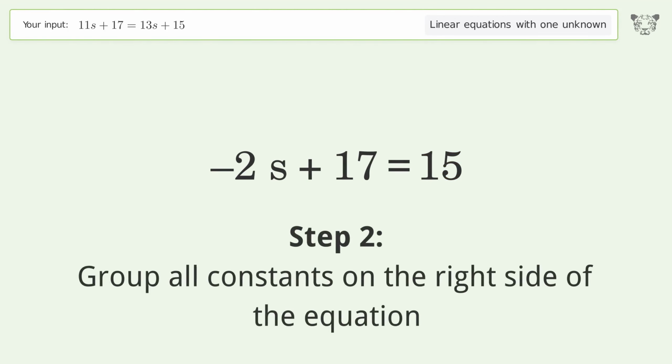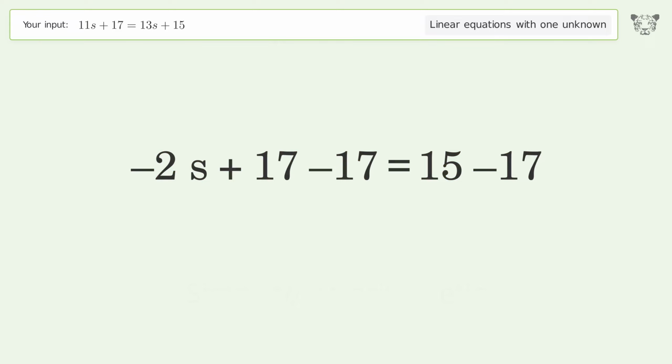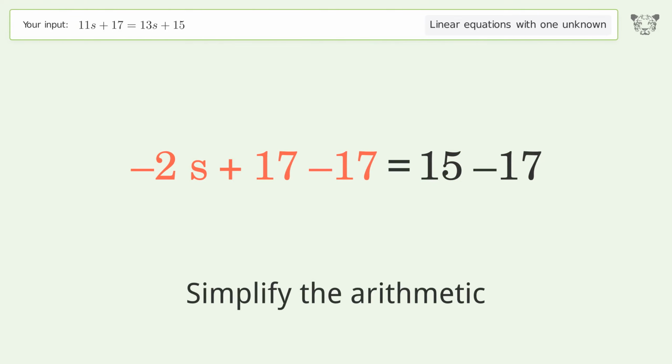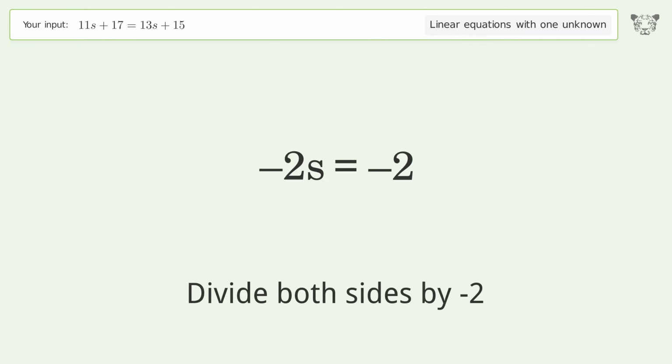Group all constants on the right side of the equation. Subtract 17 from both sides. Simplify the arithmetic. Isolate the s. Divide both sides by -2.